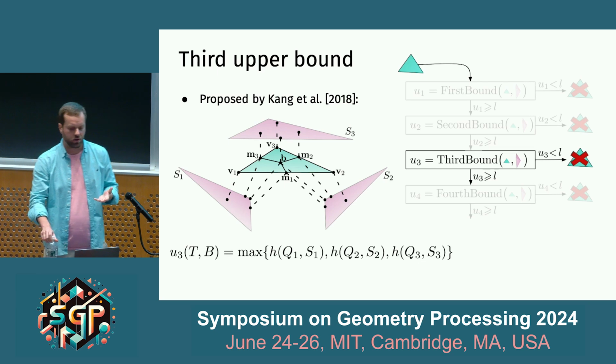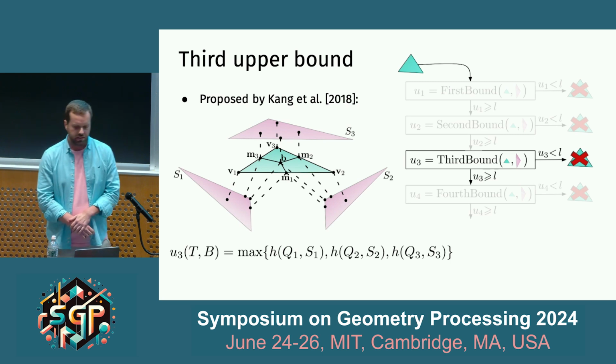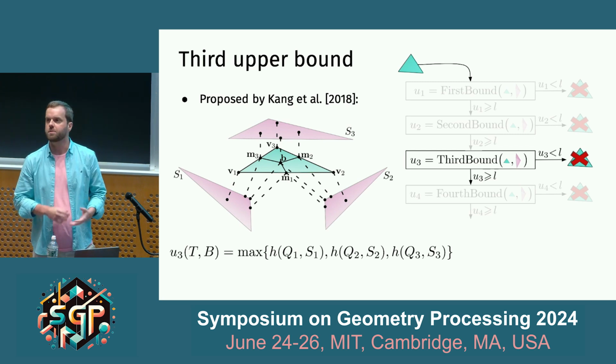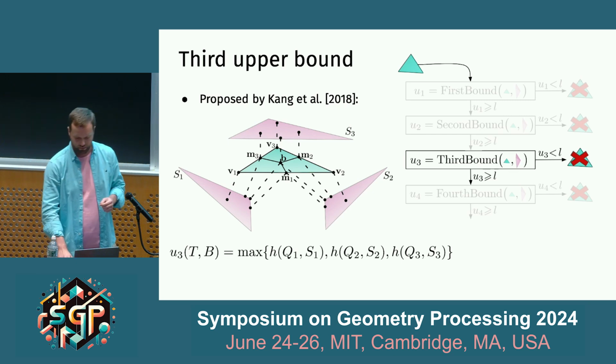The next bound our method computes is the one proposed by Kang and colleagues in 2018. It has different formulas for when T projects to 2 or 3 triangles on B. So for more details, please also refer to our paper.